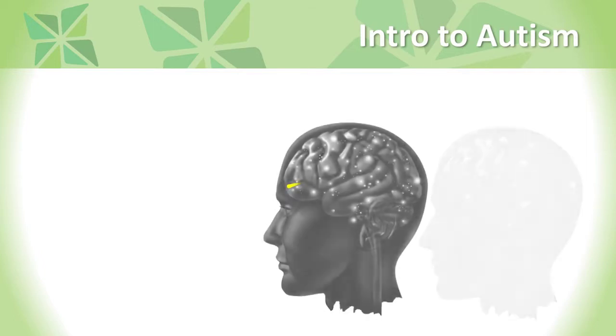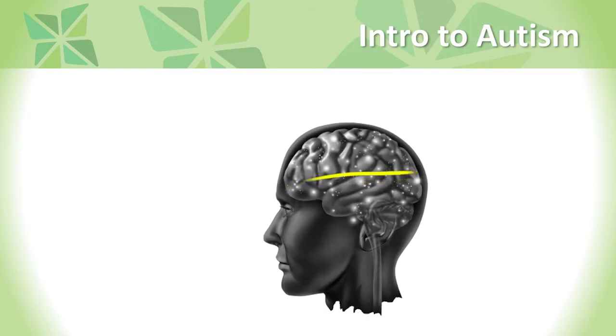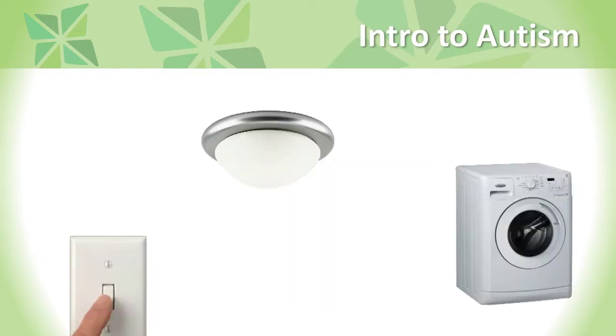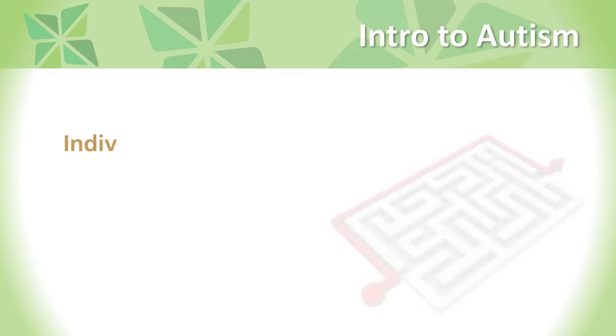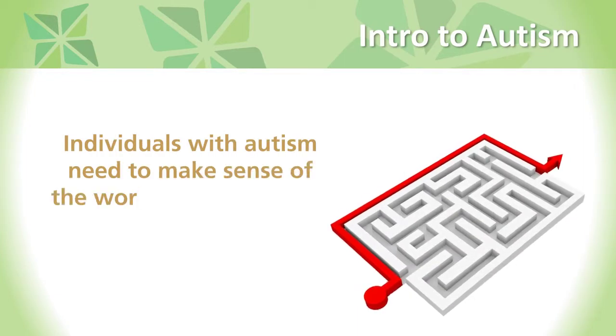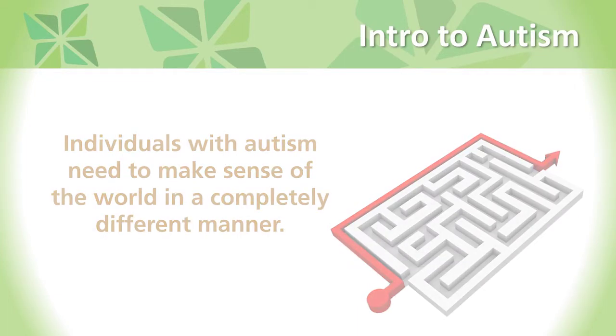In other words, the brain operates through a series of signals that are sent to different areas of the brain to mean different things. In autism, the synapses fire to areas of the brain not typically designed to process that information. It is like the wiring of a house. You turn the light switch on and the washing machine turns on. Individuals with autism need to make sense of the world in a completely different manner.